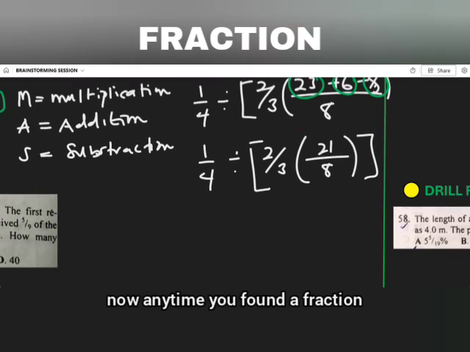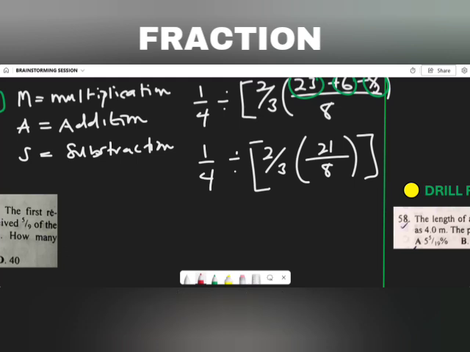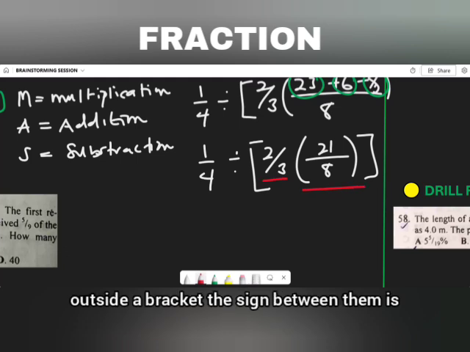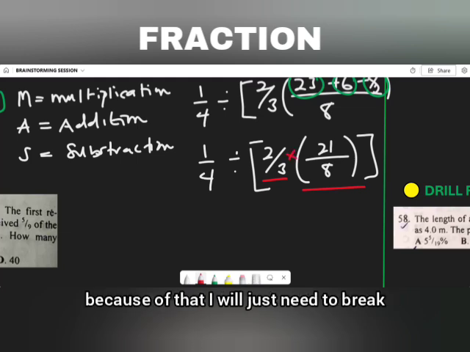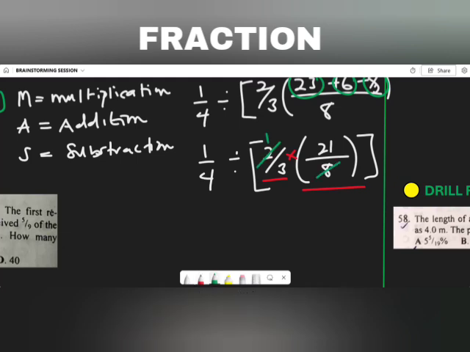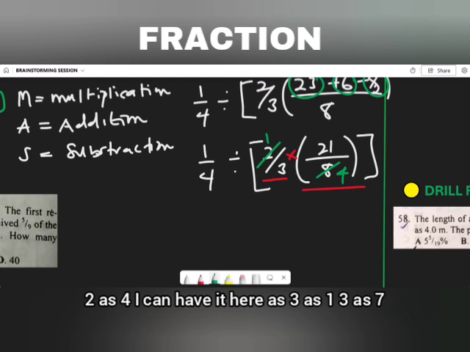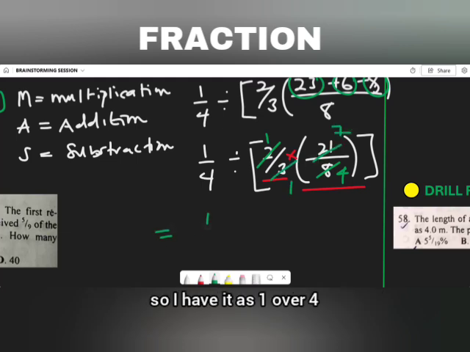Now anytime you find a fraction outside a bracket, the sign between them is always a multiplication sign. So because of that, I will just need to break down. I can have 2 here as 1, 2 here as 4, and 3 here as 1, 3 here as 7. So I have it as 1 over 4 divided by a square bracket 7 all over 4.